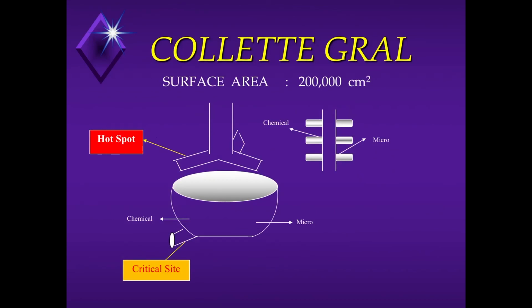Now let's talk about the equipment and the sampling site. And this is the diagram for the collet crawl. And here I have mentioned where to take samples for chemical tests and where to take samples for the microbiological tests. We have to take samples from the inner surface of the equipment for chemical tests as well as for microbiological tests. We have to take samples from the mixing paddle, which is difficult to clean, and from the places which are very difficult to clean, for chemical tests as well as for microbiological tests. Here I also mentioned the hot spot and critical site. But these two terms I will describe in the next slide.